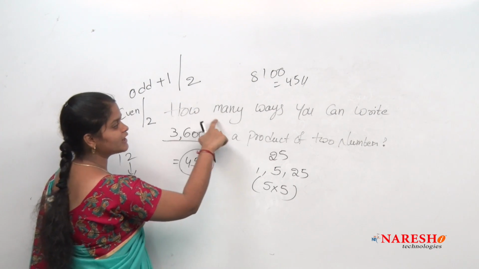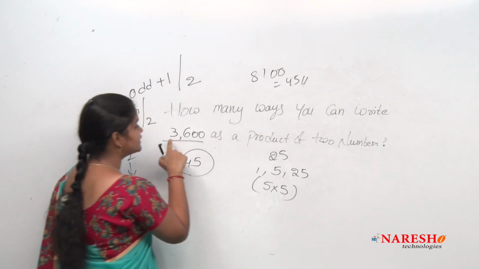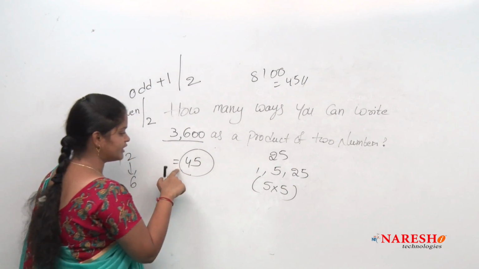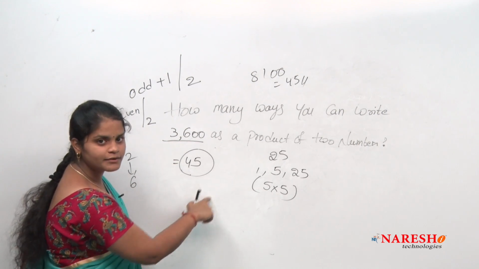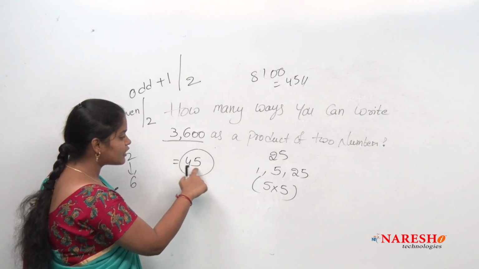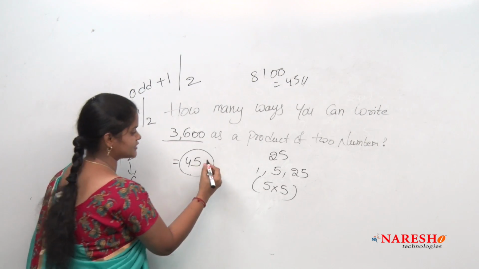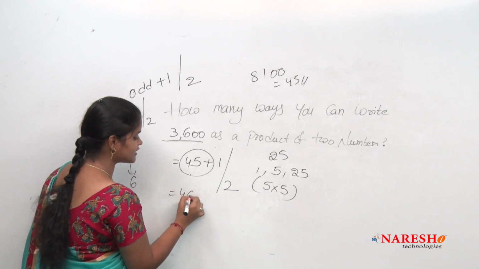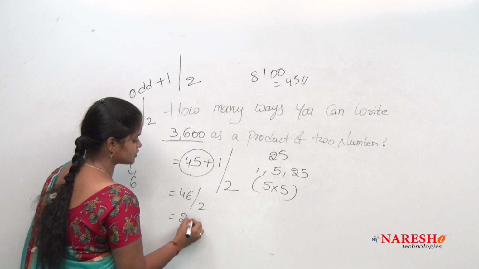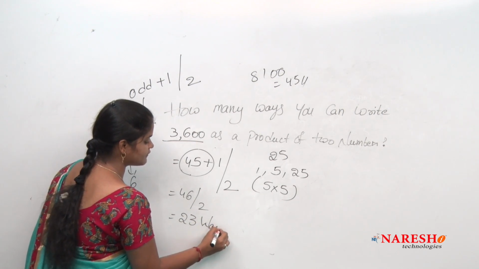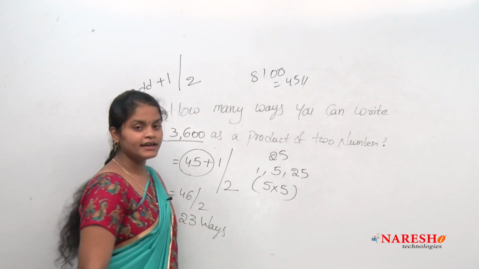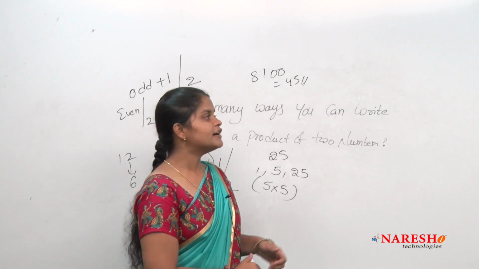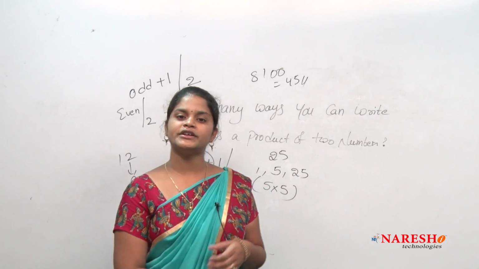In order to find how many ways you can write 3600 as a product of two numbers, it will be number of factors divided by 2, right? But now I am having odd number of factors. So I should add 1 and divide it by 2. So 46 divided by 2. So how many ways? 23 ways I can write it as a product of two numbers. This is how we will calculate factors for a number and how many ways we can write it as a product of two numbers.